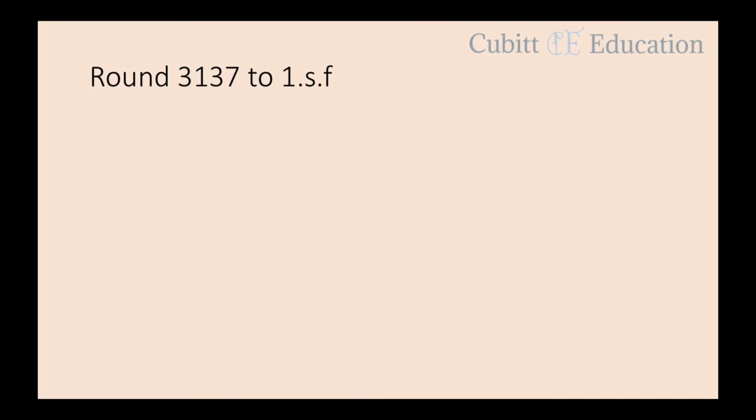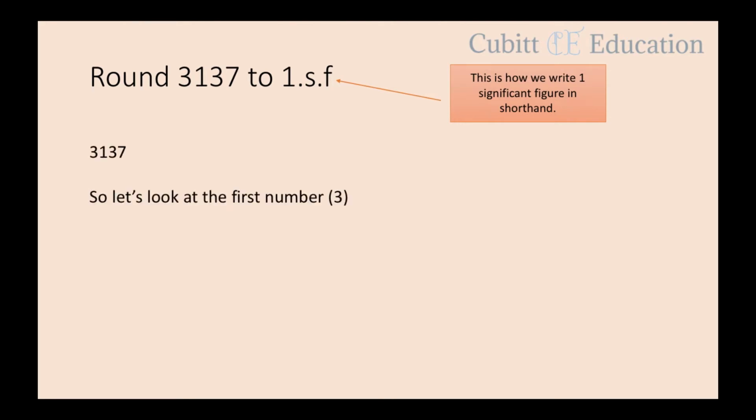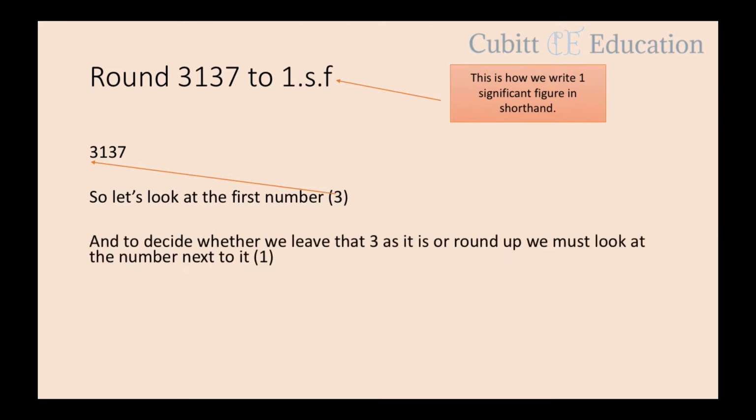Let's look at this example. Round 3,137 to one significant figure. This is how we write one significant figure in shorthand. So let's look at the first number. That's a 3. That's the number that we want to keep because one significant figure means we just want that first number. To decide whether we leave that 3 as it is or round up, we must look at the number next to it, which is the 1.